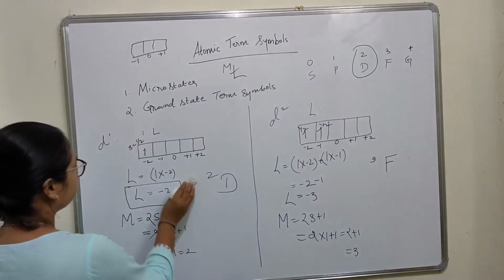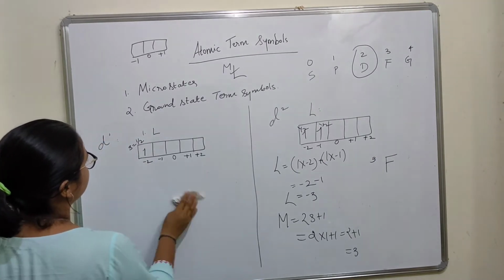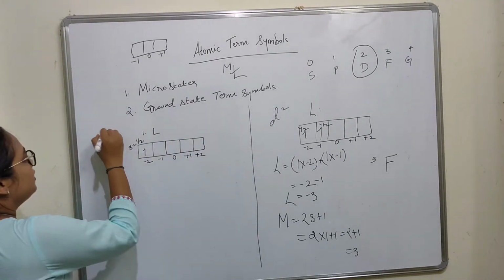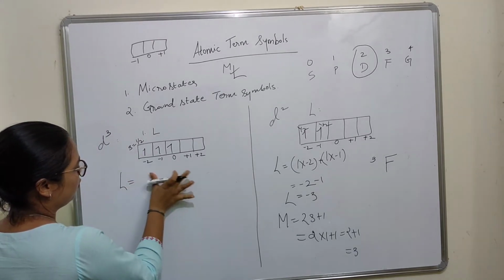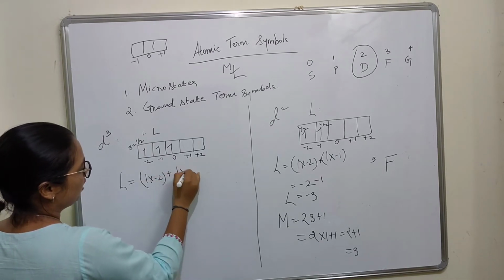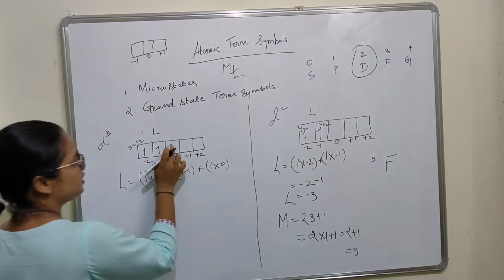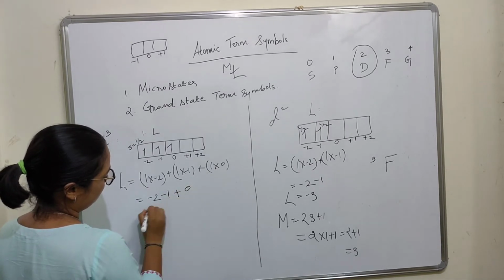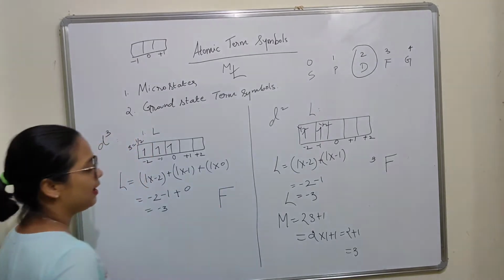Let's move ahead and take the next configuration, which is going to be D3. So for D3, I'm going to have 3 electrons. Let's find out the value of L. So 1 electron into minus 2 plus 1 electron into minus 1 plus 1 electron into 0, so this value is not going to be considered. Minus 2, minus 1, plus 0, minus 3. So L is again 3. So we will have F.